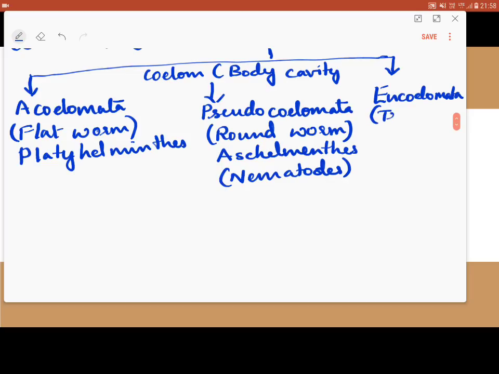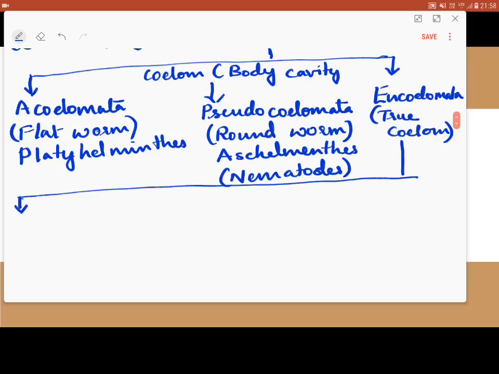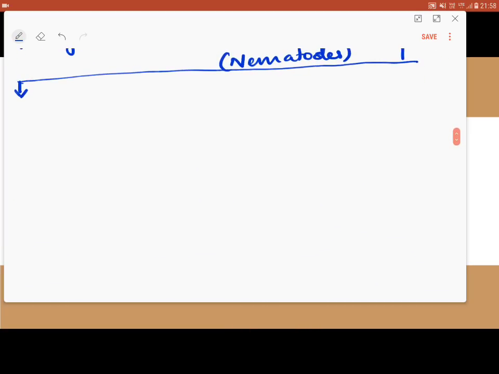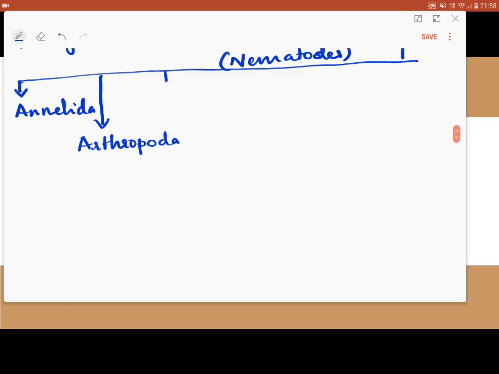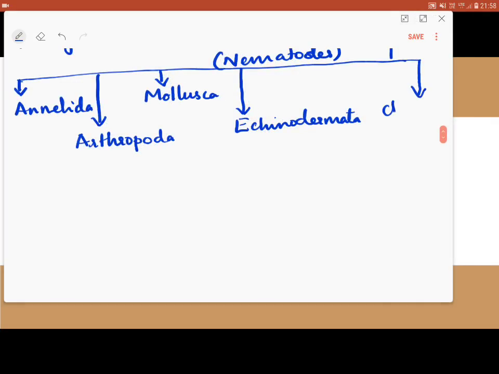Eucoelomata, true coelom present, is now further classified into other phyla based on specialized characteristic features, out of which the first one is Annelida, second Arthropoda, third Mollusca, fourth Echinodermata, and fifth is Chordata.